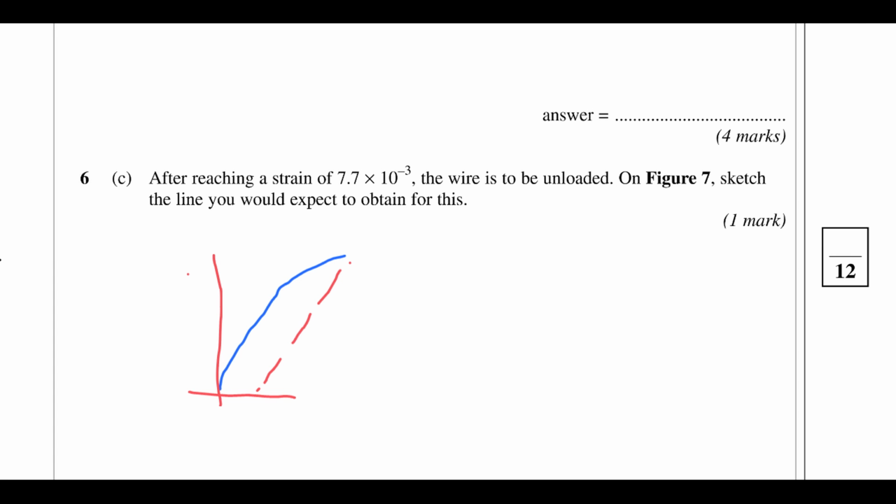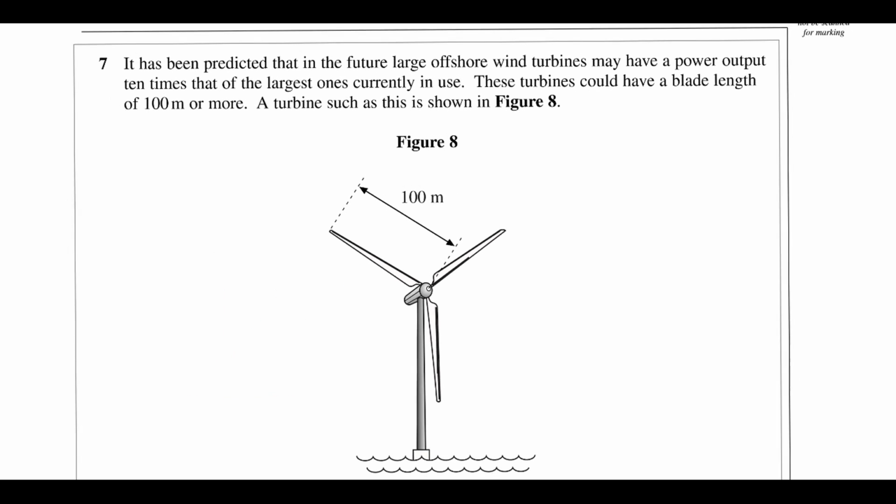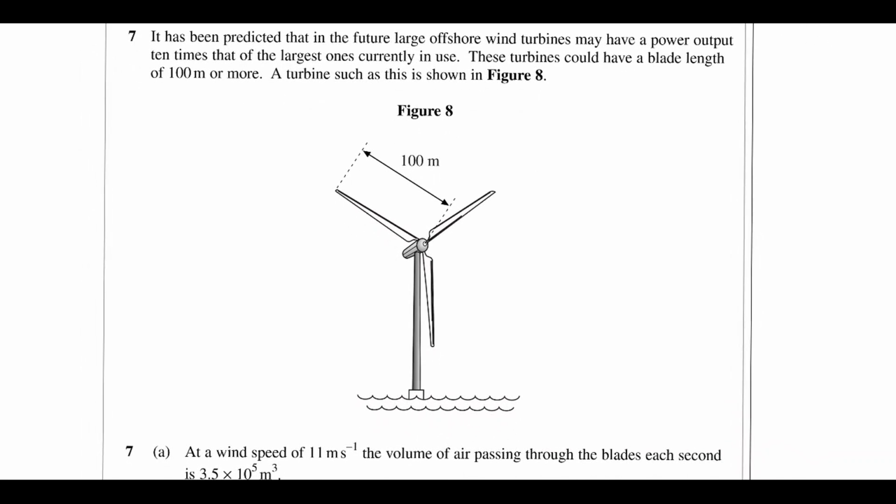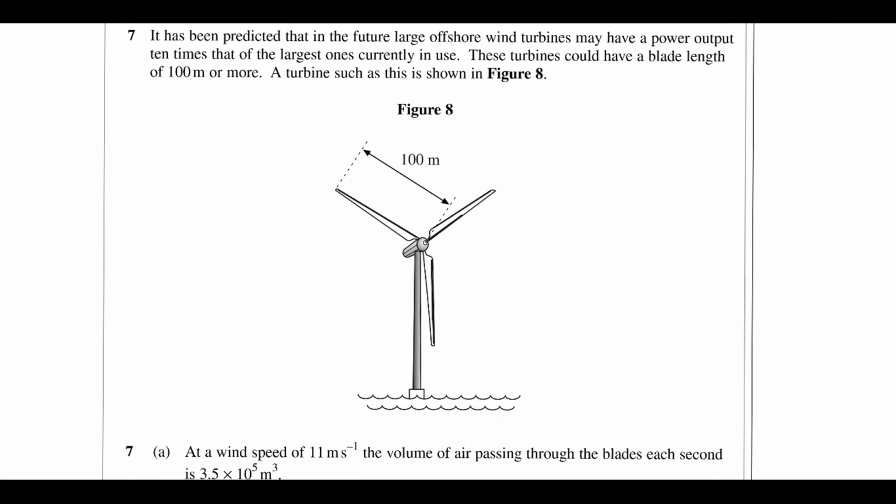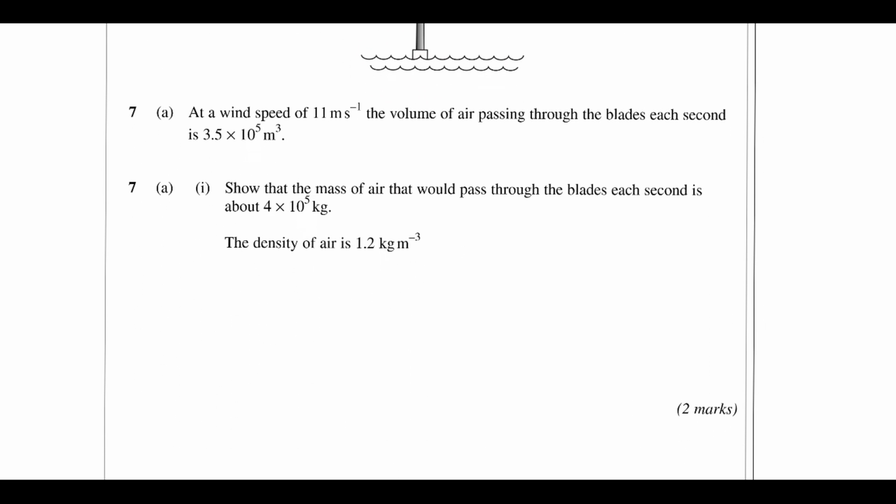Alright, so let's move on. It's predicted that the future large offshore wind turbines may have a power output 10 times that of the largest one currently in use. These turbines could have a blade length of 100 meters or more. So this is your classic turbine. Alright, so we've got a wind speed of 11 meters per second. The volume of air passing through the blades each second is 3.5 times 10 to the 5 meters cubed. Show the mass of air is about 4 times 10 to the 5.